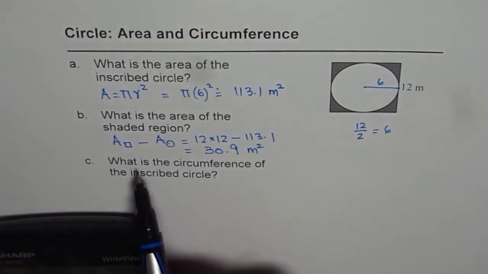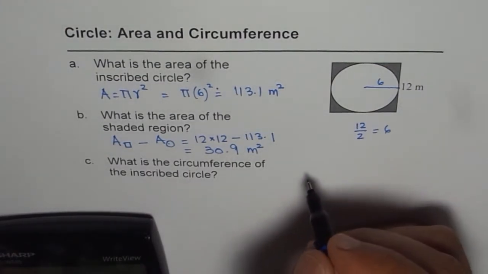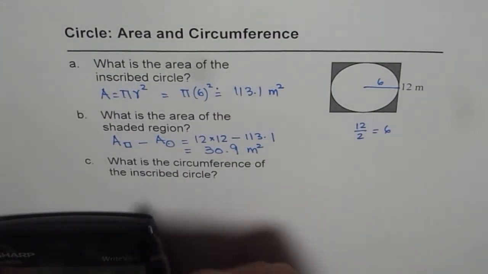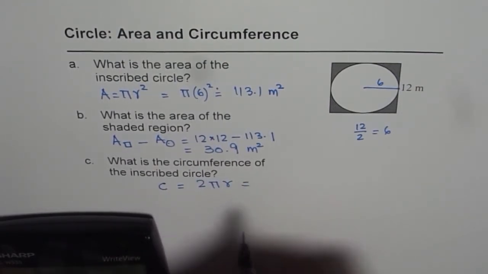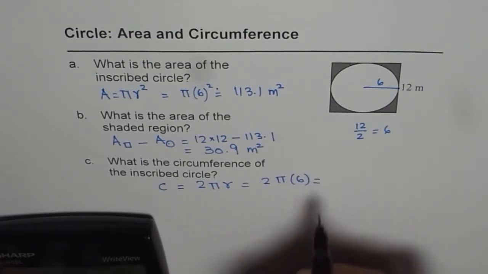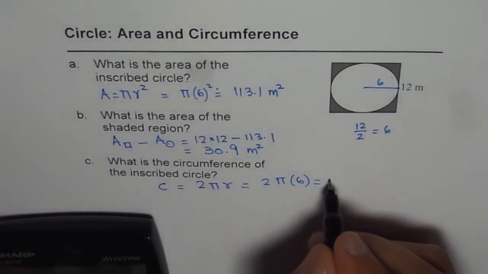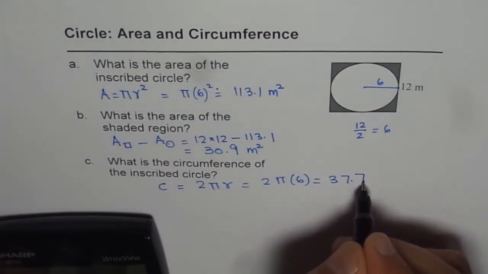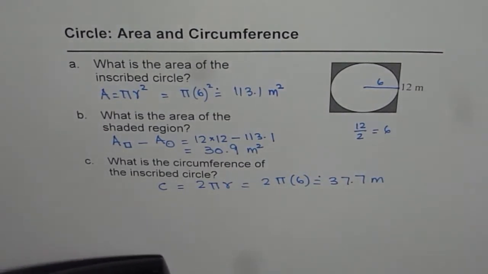Now the question is, what is the circumference of the inscribed circle? Now circumference is 2 pi r, correct? So we say circumference C equals 2 pi r. Now the radius is 6, so we get 2 times pi times 6. That is equal to 12 pi, right? Which is equal to 37.69. That is 37.7 approximately. And the units are meters. So that is our answer for this question, right?